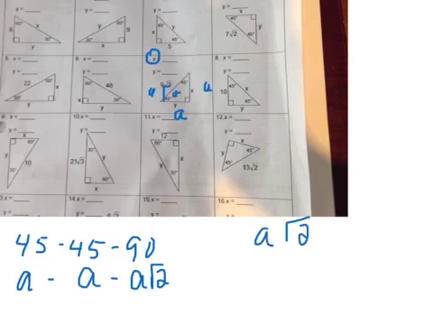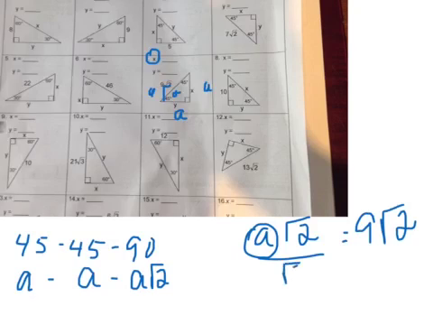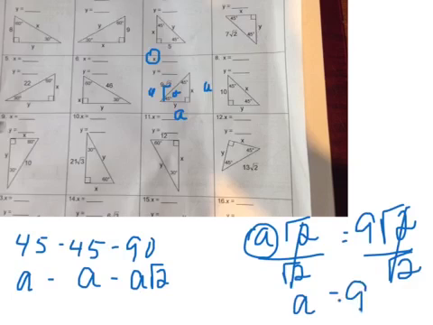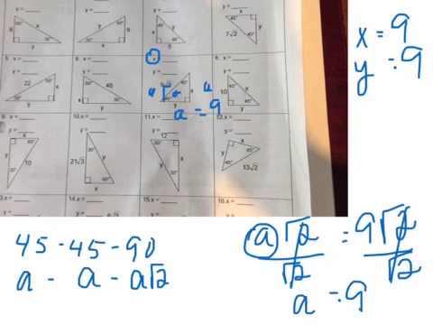If you noticed, a square root of 2 is equal to 9 square roots of 2. So if you want to solve for a, all you got to do is divide each side by square root of 2, and the square root of 2's end up canceling out, and a is equal to 9. So everywhere I see a, I know that's going to be 9. So what I find out on number 7 is that x is 9 and y is 9 because they're both equal to a.